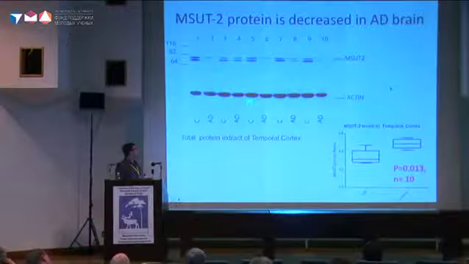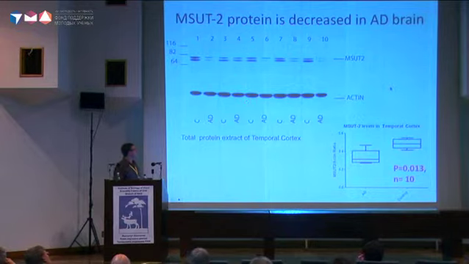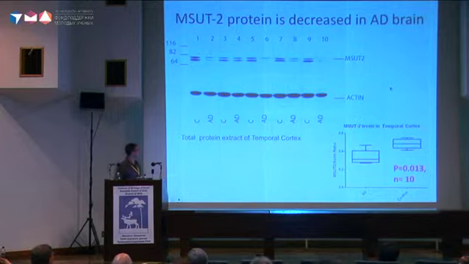What we've got here is temporal cortex brain lysates from controls and cases. These are age-matched and in ascending age, so I think the youngest cases are 61 and 62, and these guys are in their 90s. We don't really see any age-dependent changes that we can discern here, but what we do see is a difference between the levels of MSUT2 in cases and controls. It is dramatically decreased in Alzheimer's disease relative to controls.